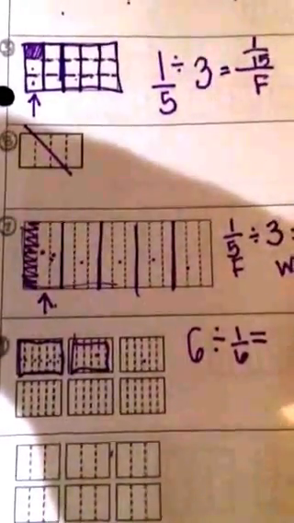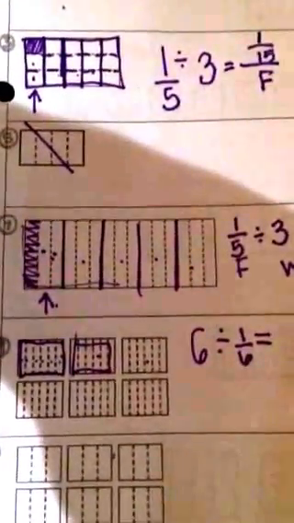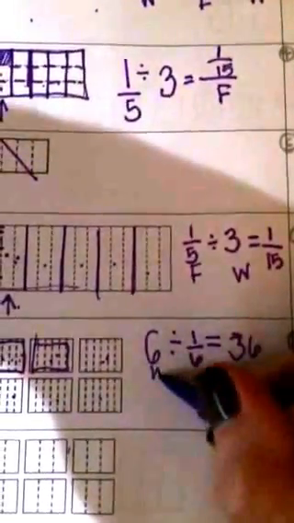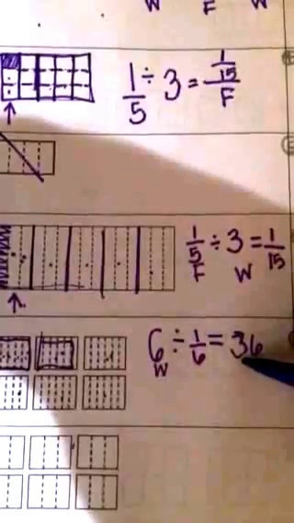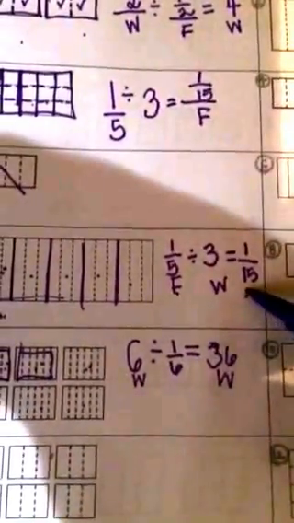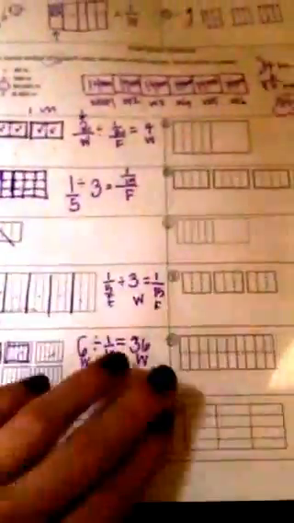So I need to count how many sixths I have in all my 6 wholes. So that's 6, 12, 18, 24, 30, 36. Also notice, remember, we start with a whole. What do we end with? Blurt it out, a whole. Look above. You started with a fraction. What do you end with? A fraction.